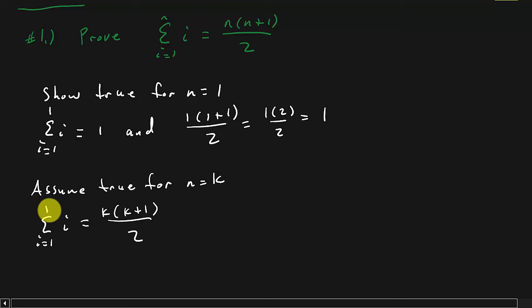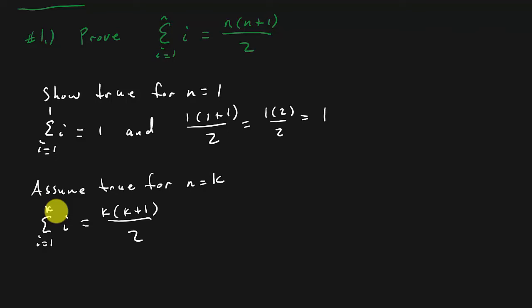Sum from i equals 1 to k. I was having a little trouble writing that k. It didn't want to write it. All right, so we assume it's true for that.